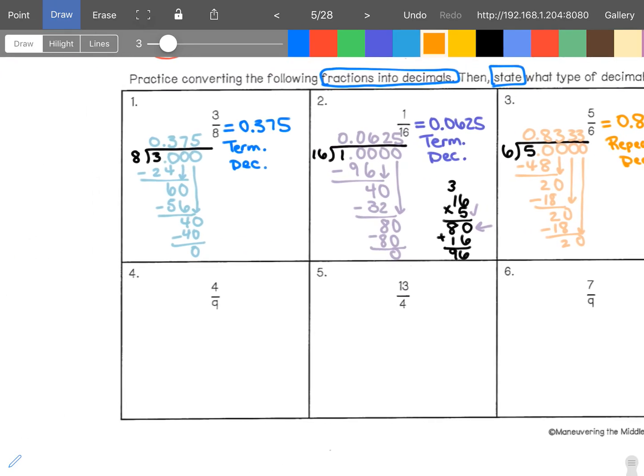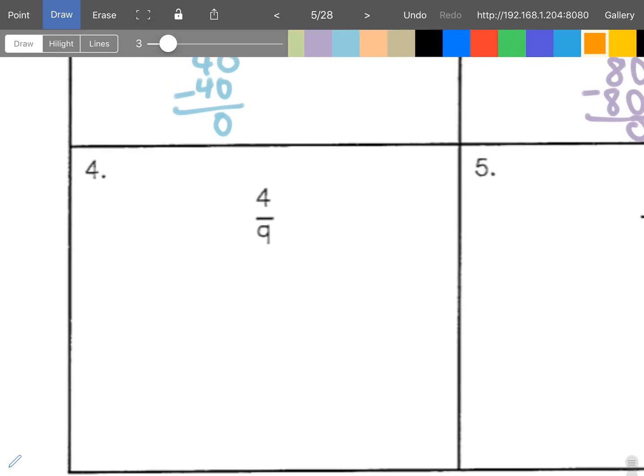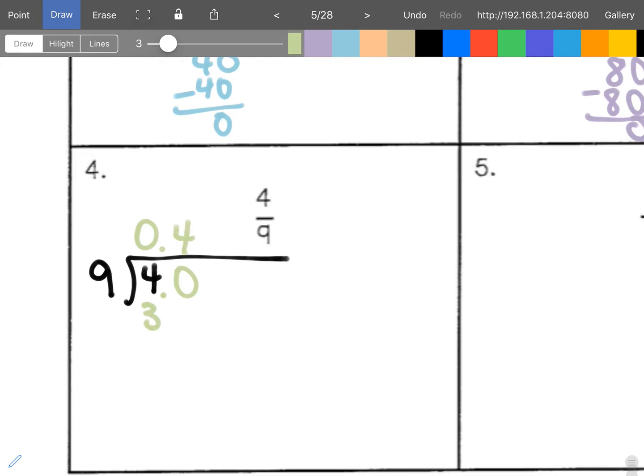All right, let's look at number 4. Okay, 4 divided by 9. 9 can't go into 4. 9 into 40. 9 times what would be 40? 9 times 5 is 45. That's too big. So 9 times 4, that would be 36. What's 40 minus 36? It's 4. So we've got a remainder, which means we bring another 0 down.